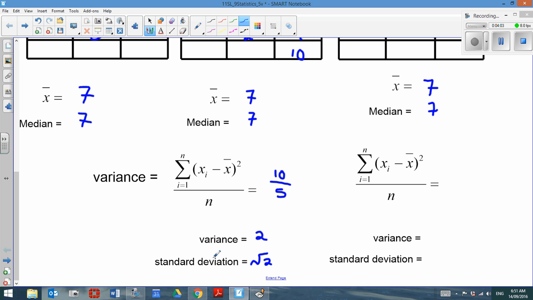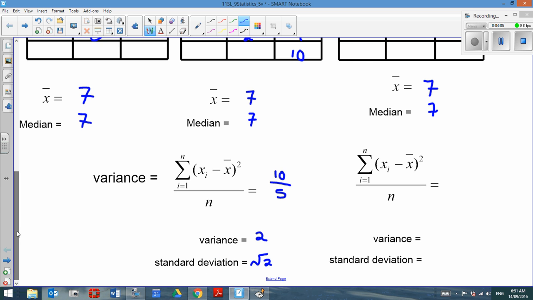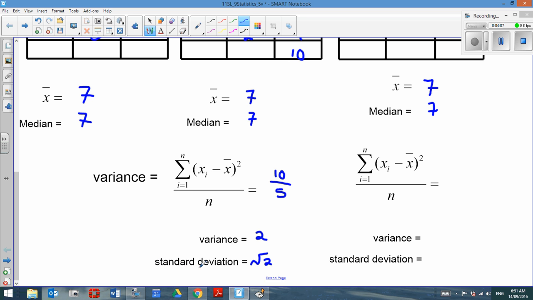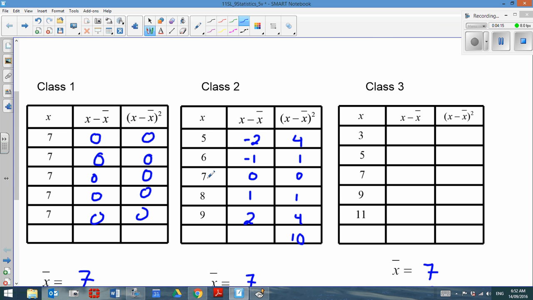So it standardizes my values so that I can talk about it a little bit more realistically. So standard deviation is basically saying that square root of 2 is a little bit over 1. So all of my values are deviating from the mean by a little bit over 1 on average. All right, so that's what that's telling me for class 2.